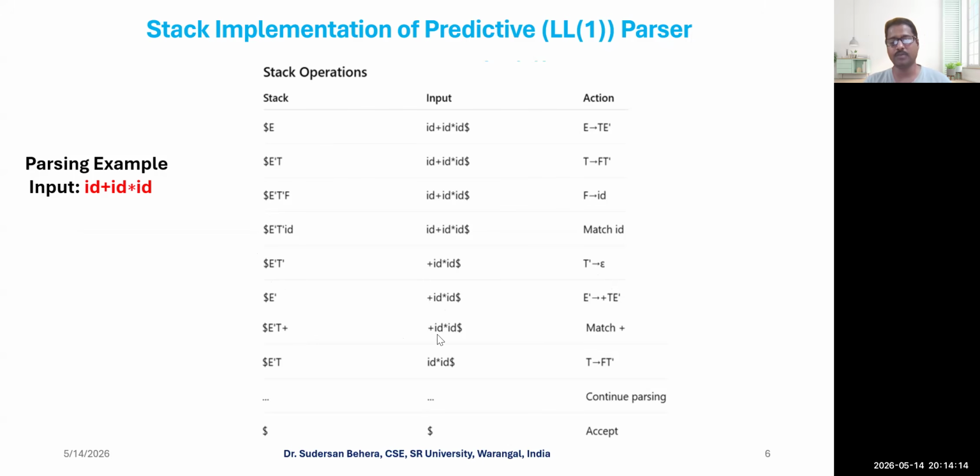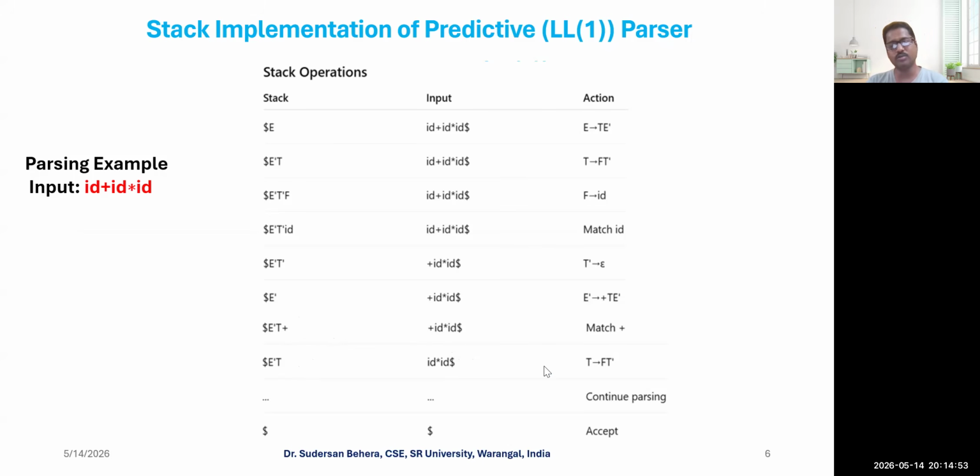Now plus and plus. Plus is on the top of the stack and plus is on the input. Both of them are matching. So the parser proceeds one step ahead. That means it pops the top of the stack and proceeds to scan the next input. Okay. Now what is there? The top of the stack is T, because both the symbols are removed, one from the top of the stack and another from the input buffer. So now the top of the stack indicates T and the current input symbol is indicating ID.